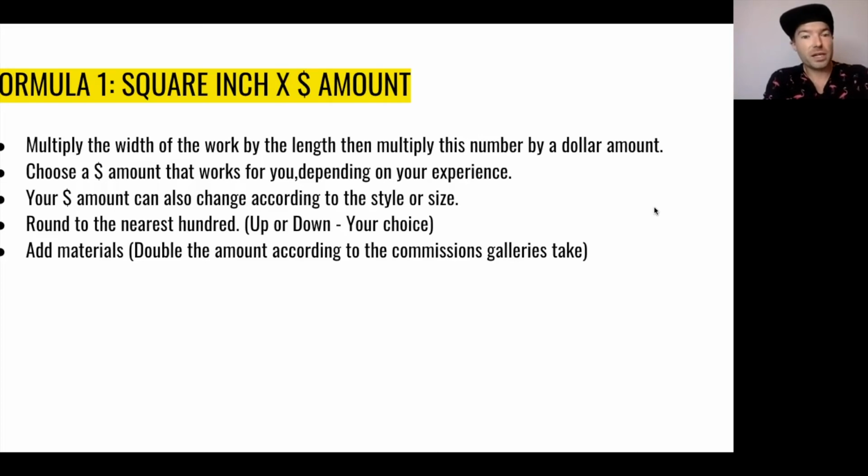Round to the nearest 100. So you can go up or down. It's your choice, depending on the situation. Okay. And then add the materials after. So double the amount according to the commission's gallery rate.